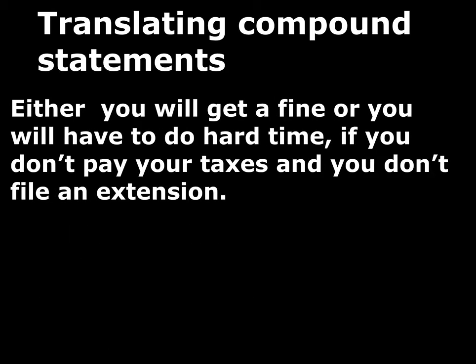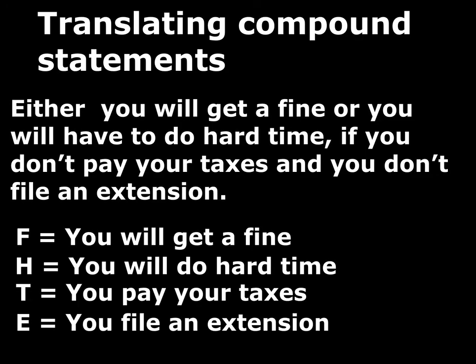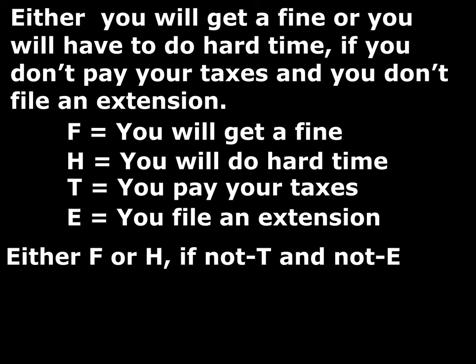Let's do the next one. Either you will get a fine, or you will have to do hard time if you don't pay your taxes and you don't file an extension. Atomic statements. I'm going to go ahead and rewrite everything up here a little bit to give myself more space. These are the atomic statements, and then when I rewrite, I'm going to leave the comma in here. I get either F or H, if not T and not E.